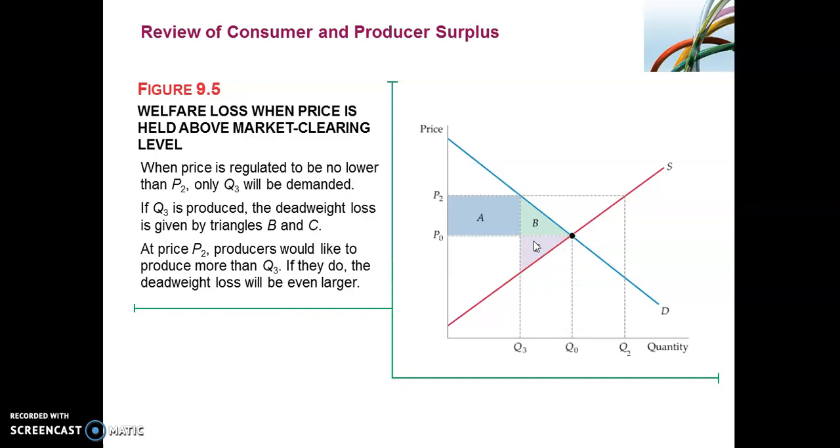However, if some producers were to produce more than Q3, then we would find that the deadweight loss would be greater than what is given by triangle B and triangle C together, because the deadweight loss to producers would be even greater. And we're going to see that in the next section.